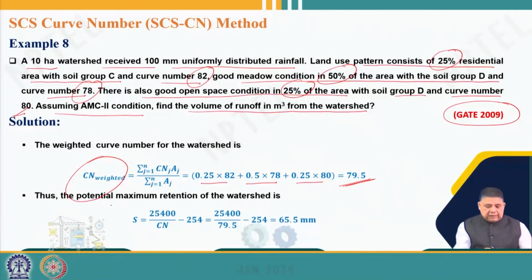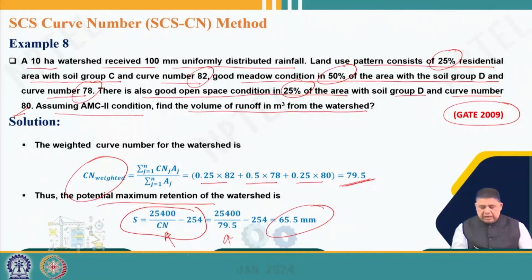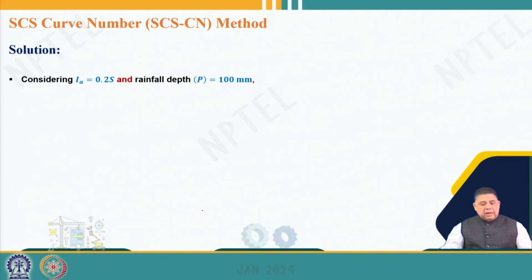Once the curve number is obtained, the next thing we do is obtain the potential maximum retention of the watershed using this standard relationship. By putting the curve number as 79.5, which we have determined, we get a value of 65.5 mm. That is the potential maximum retention of the watershed.